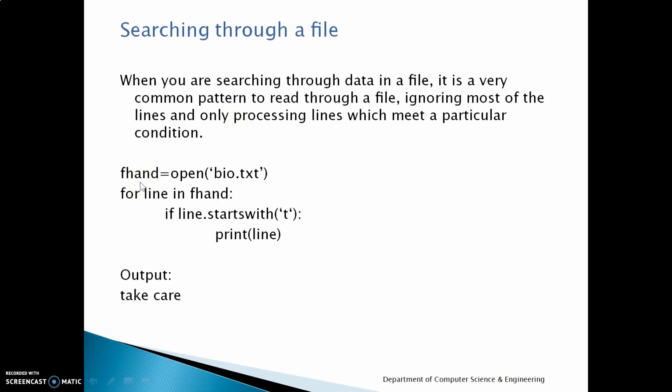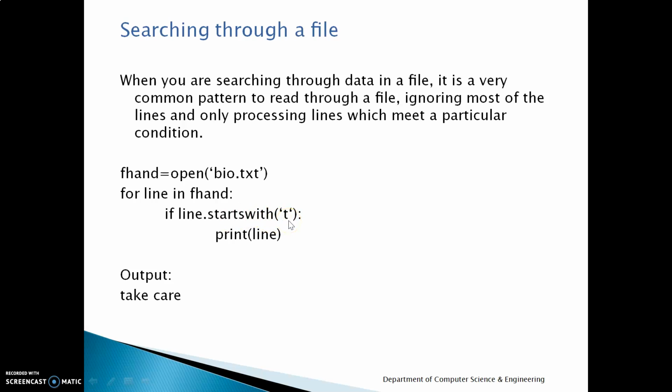Again, you need to open the file first in order to search through it. So you have a file handle, open bio.txt. This is the file name that we have given, the text file that was created. Then we are using a for loop, for line in hand, which means that for every line in this file handle, you have the data with respect to bio.txt. We are checking if that line starts with T, and then printing that line. So you're checking which are all the lines in the file that start with T.